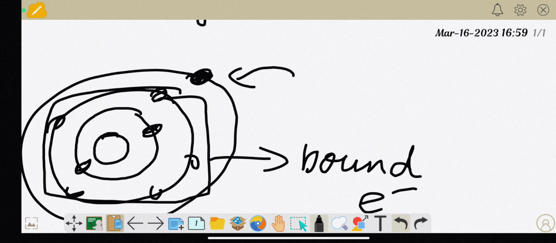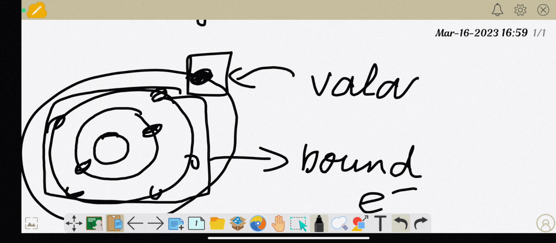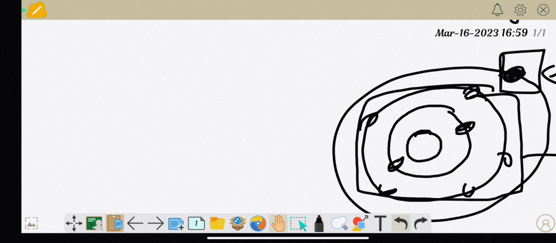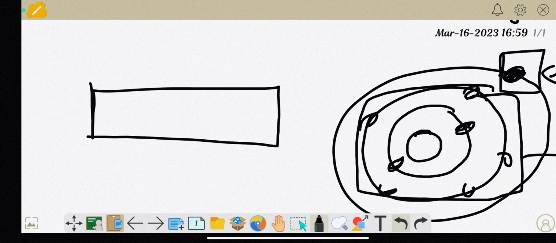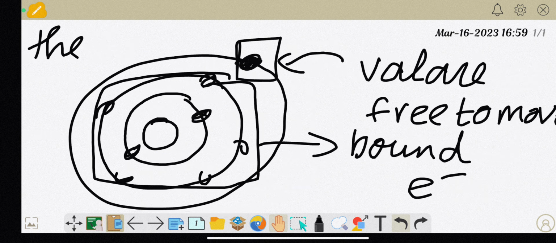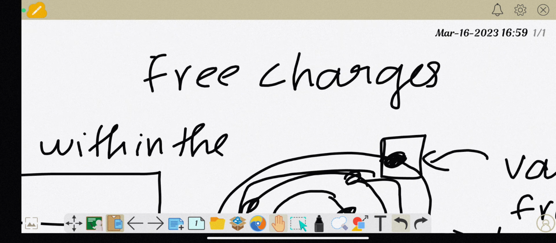Now in the outermost shell, you have something called valence electrons. Valence electrons are the kind of electrons which, if they have sufficient energy, are free to move. But what is the condition? They are free to move only within the material. Such electrons are responsible for the current.